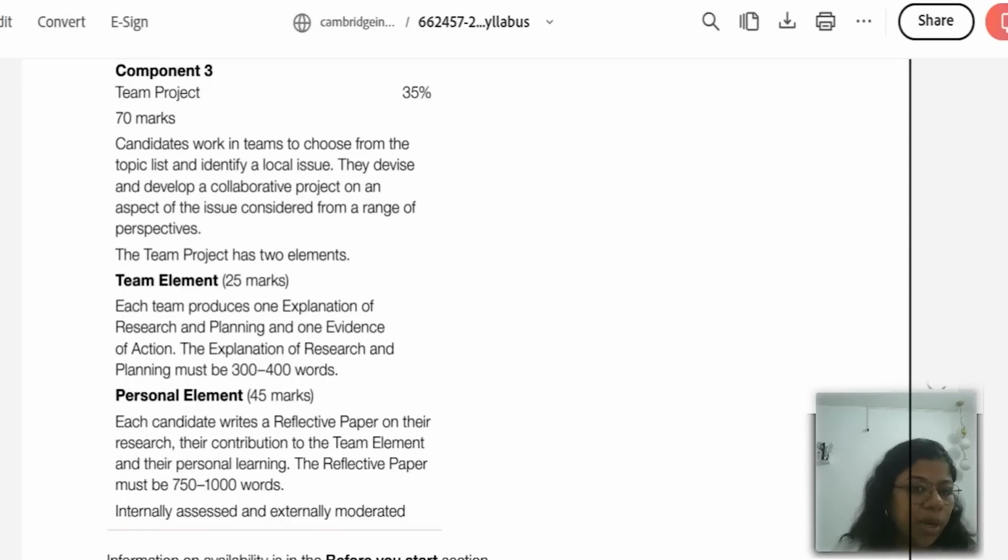Once I share the template, you will realize what the questions are that you have to answer, and only if you have actively worked on your team project will you be able to answer those questions. So in that case, please make sure that the team element is taken care of.